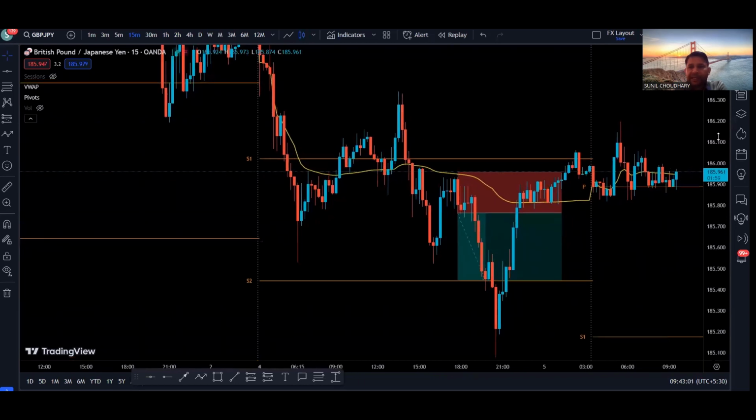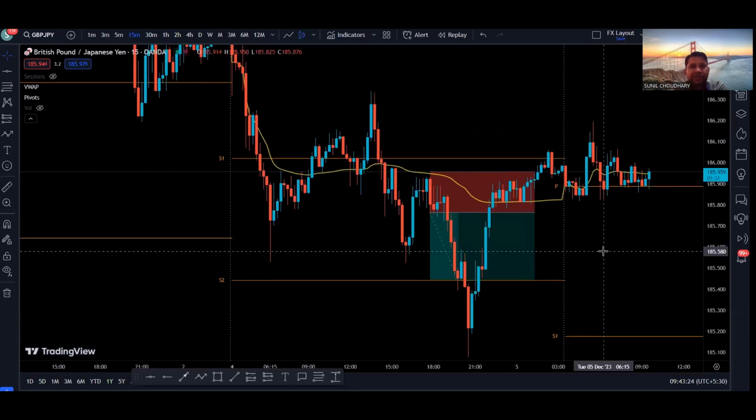So my entry was, as I mentioned, once we get this solid bearish candle close, and the stop loss was above there. The target was this pivot line, and although I was in a drawdown for some time, eventually the trade played out. I already shared the analysis that it was the continuation of bearish momentum on the 15-minute time frame.